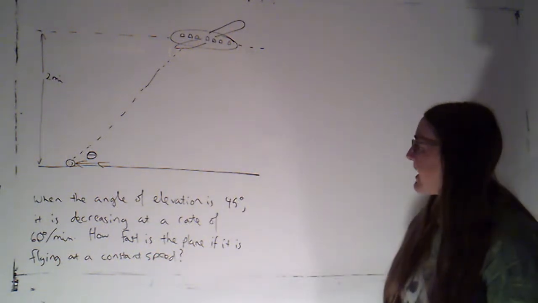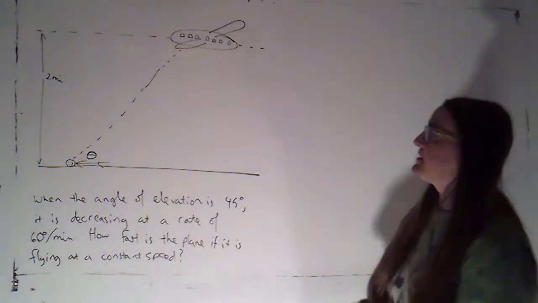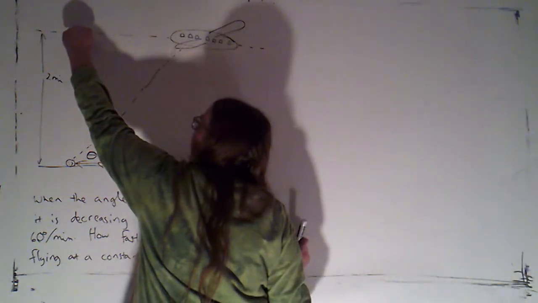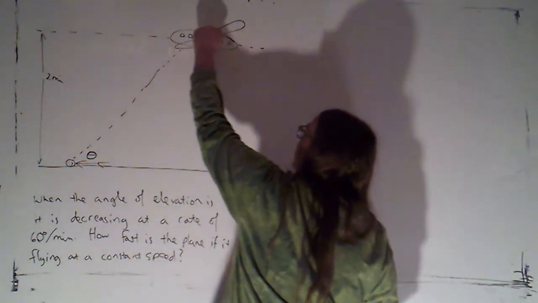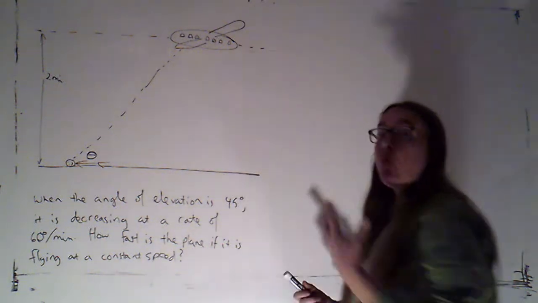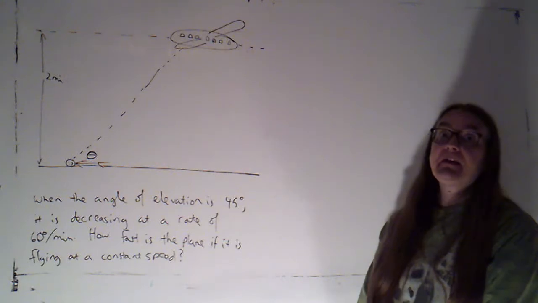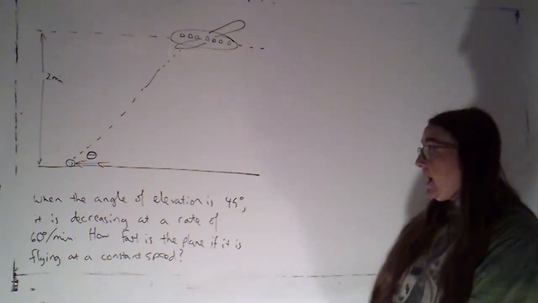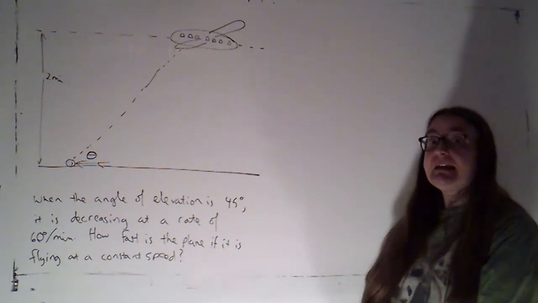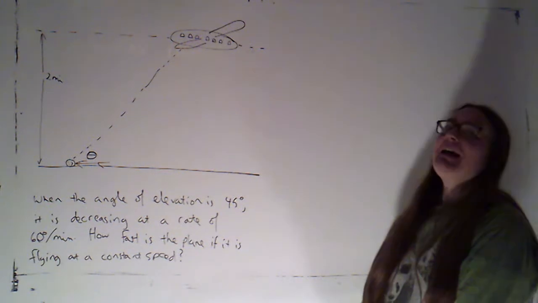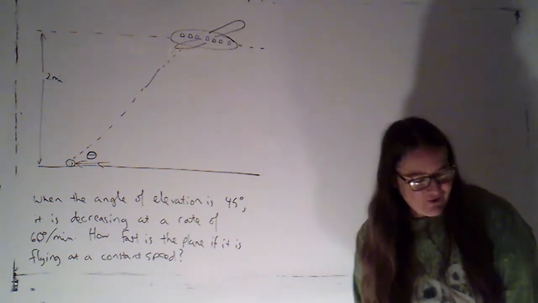And then we're asked, how fast is the plane if it's flying at a constant speed? So basically, this plane is staying 2 miles above the ground. It's flying at a constant speed. I want to know what that speed is, and I'm giving you this information about the angle. Okay. With a reminder to convert into radians anytime you're doing calculus. Go ahead and answer that question for me.